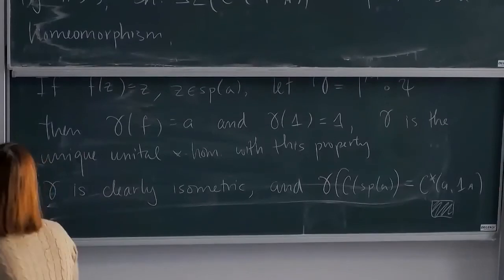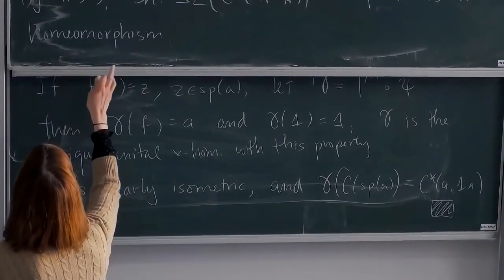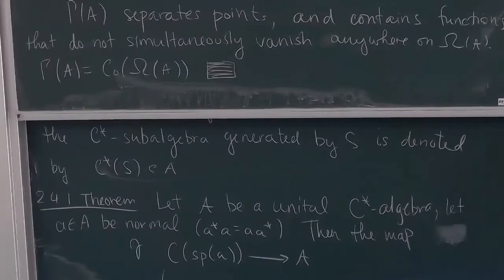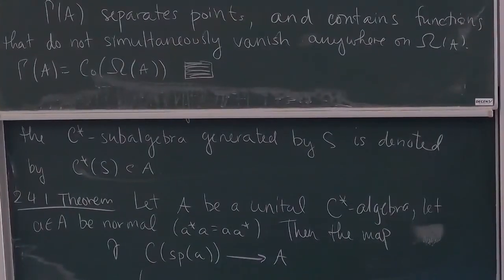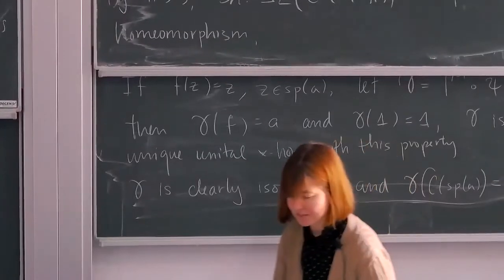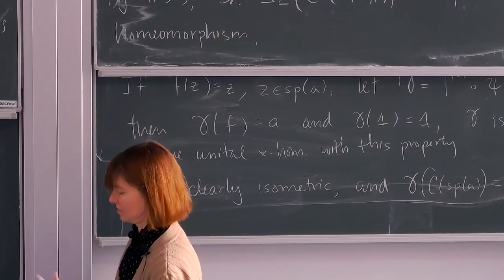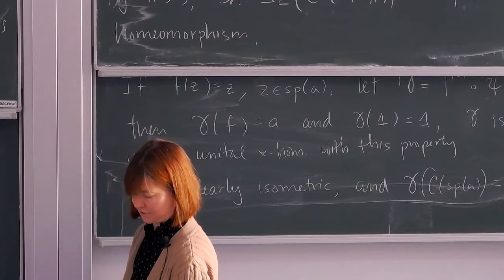And this Gelfand theorem gives us actually a categorical equivalence between compact Hausdorff spaces with continuous maps and unital commutative C-star algebras and star isomorphisms.